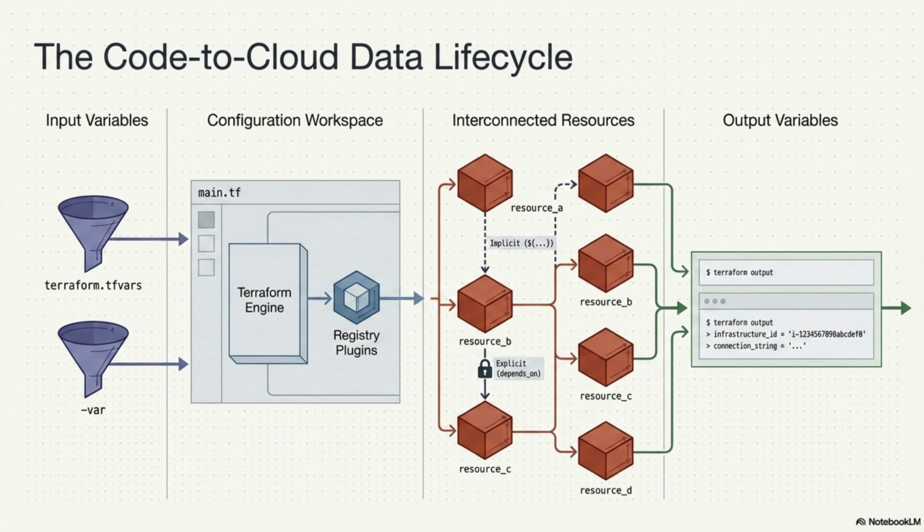Let's bring everything together. This final diagram shows the full lifecycle. Input variables flow into configuration. Terraform processes them with providers. Resources are created and connected. Outputs are generated. This is the complete journey. Code to infrastructure, to data, to output. And once you see this flow, Terraform becomes intuitive.